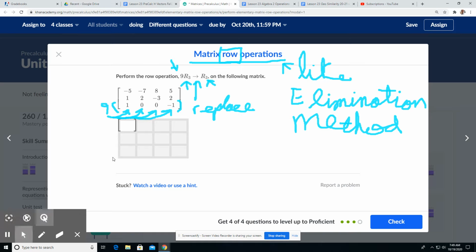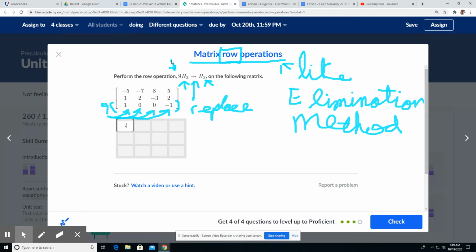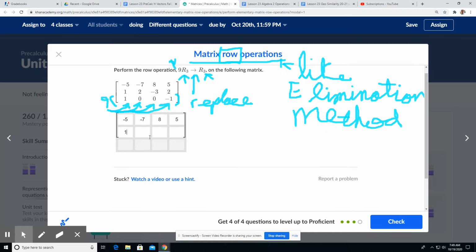Let's see how we did. So we got a -5, -7, 8, 5. There's no change to row 1. Only row 3 is changing. Row 2, no change. 1, 2, -3, and 2, no change there. And then here's our change.